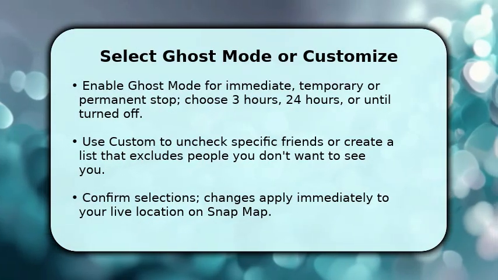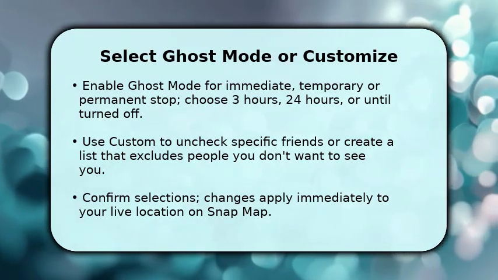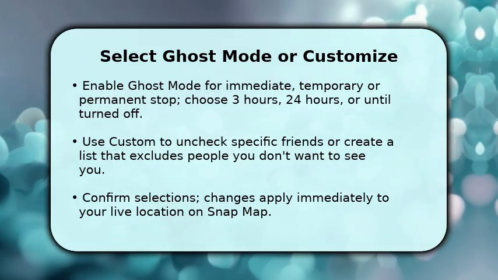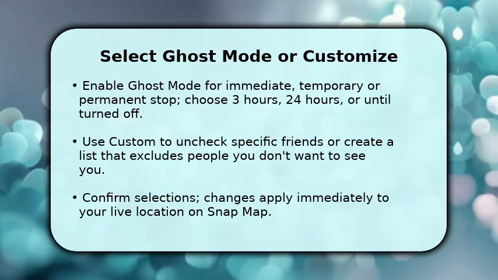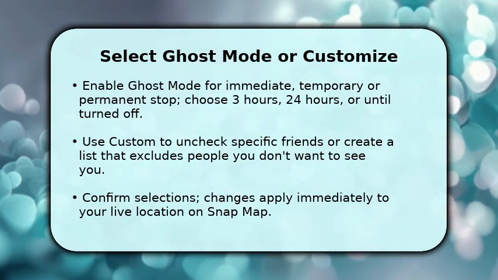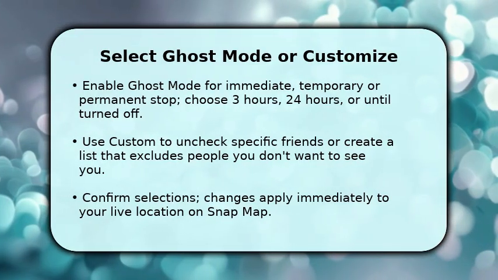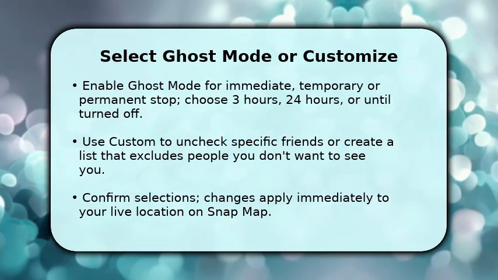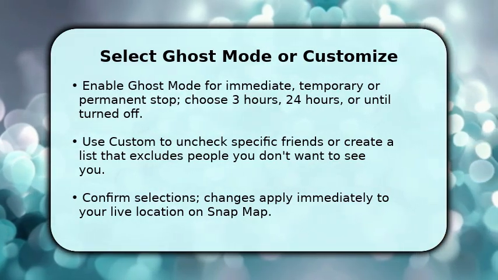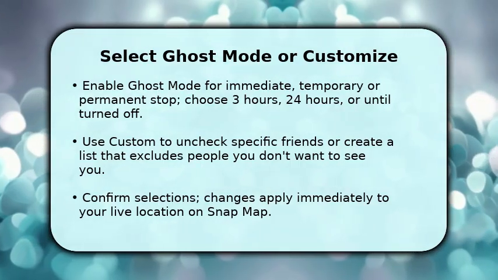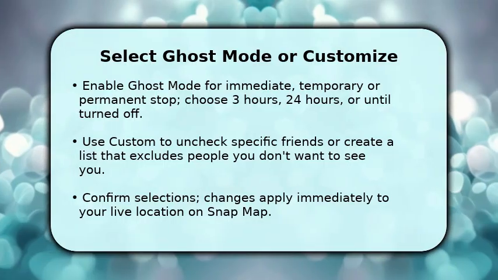Once in map settings, decide how you want privacy to work. If you need a quick fix, enable Ghost Mode and pick 3 hours, 24 hours, or until you turn it off. This stops sharing instantly. If you prefer finer control, choose Custom and uncheck individual friends or groups so only allowed people still see your location. This is why Custom is better for long-term privacy. Make sure to tap back and watch for the confirmation, so your changes take effect right away.